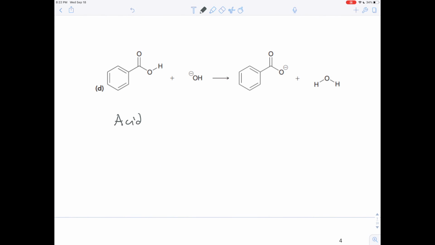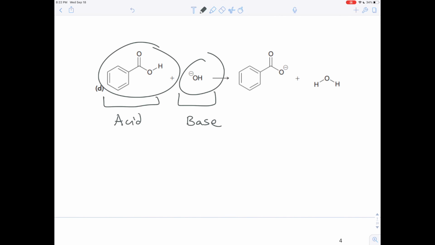And from that, we can get the rest of the species. If this molecule is an acid, the thing it's paired with has to be a base. Why? If this is giving away an H, where's it going to go? To the other molecule. That means the other molecule has to accept an H. That makes it a base.